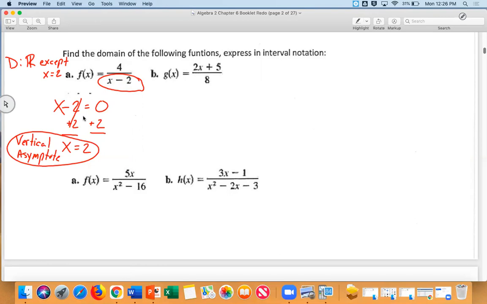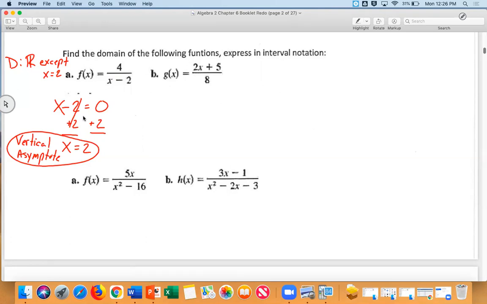Now let's talk about that horizontal asymptote. This one's a little bit more abstract. You ready for this, Julia? I'm going to do my best. It's been a year since I taught. All right, Julia, we have a fraction. The numerator remains constant. 4 is not changing, agreed? But the denominator changes because that's where my x is.